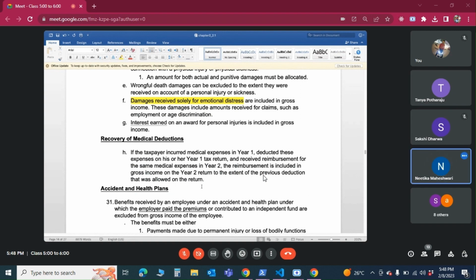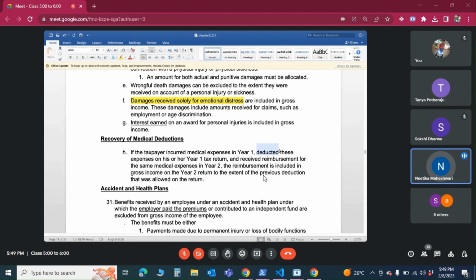Yeah, so in simple terms, please explain. Whatever deduction he applied for in year 1 is taxable in year 2. What is the situation here? If they've incurred medical expenses in year 1 and received reimbursement in year 2, the reimbursement is included as part of gross income in year 2. Right? Because he's already deducted those expenses in year 1.